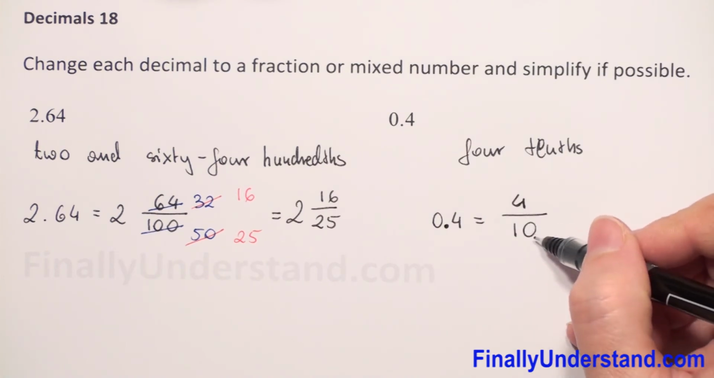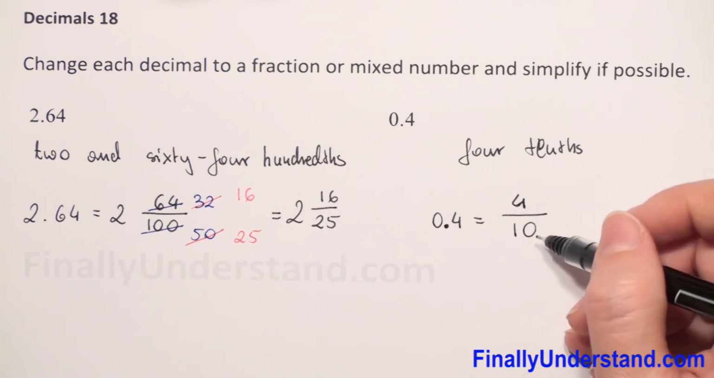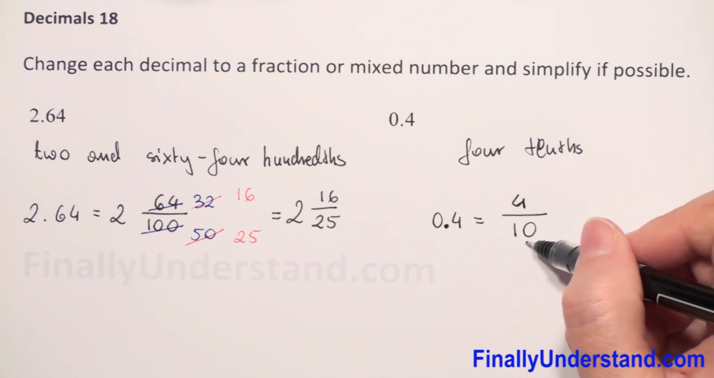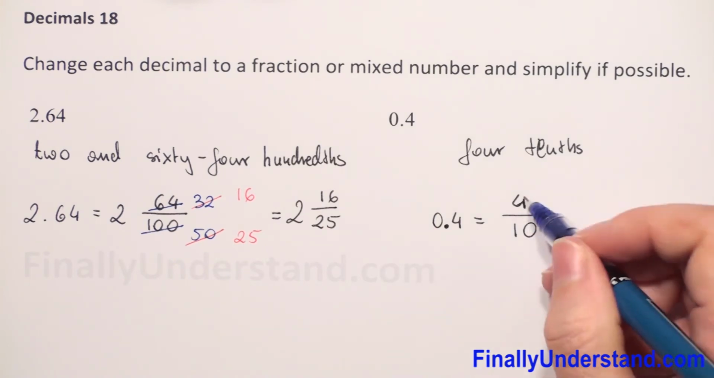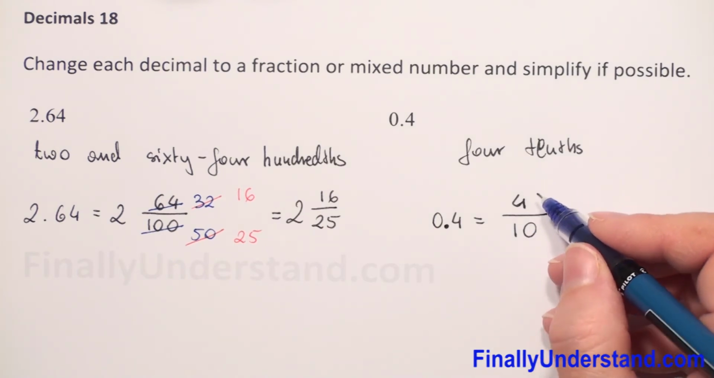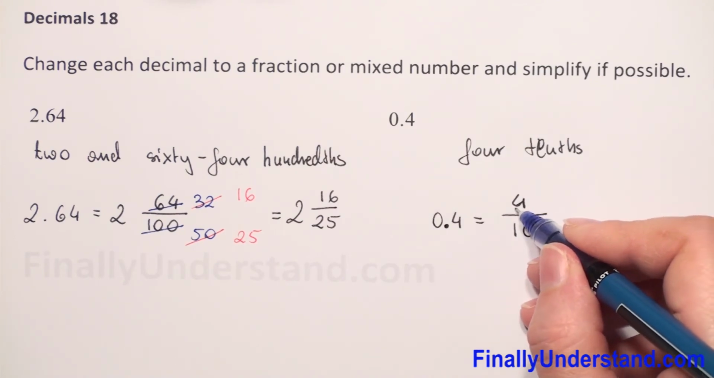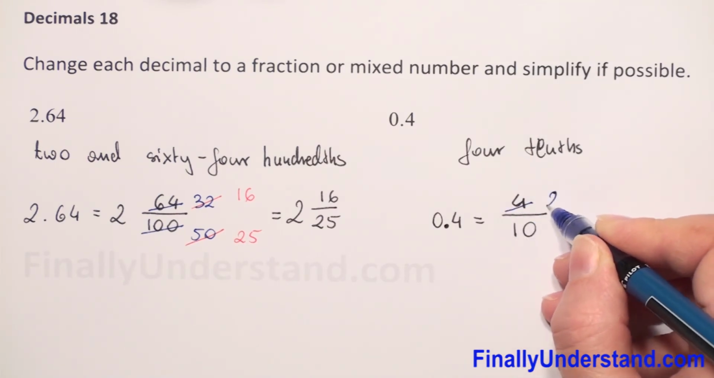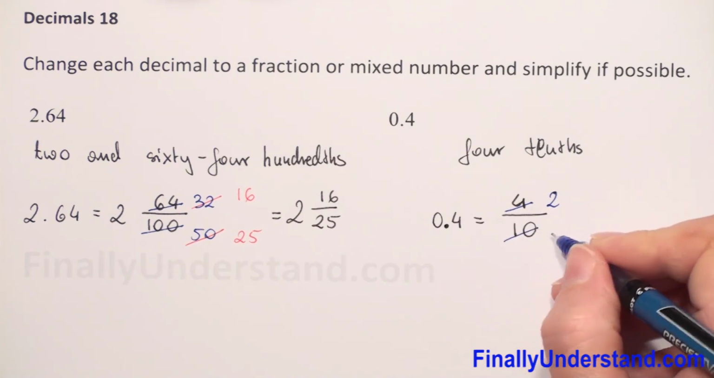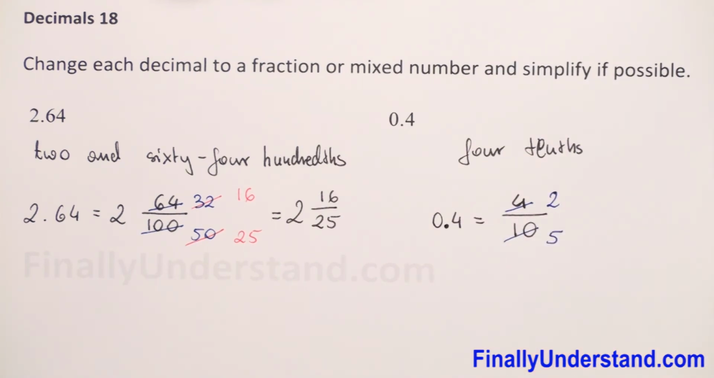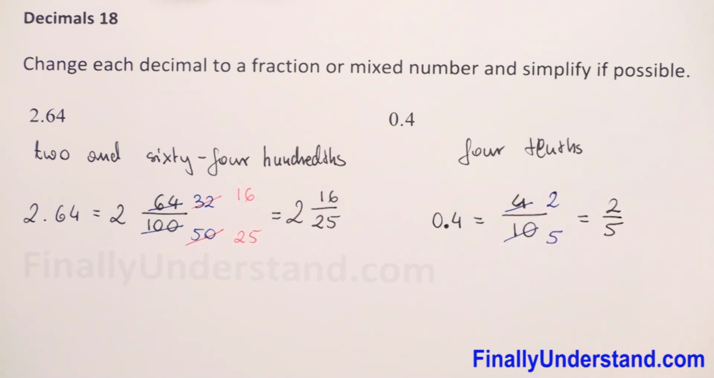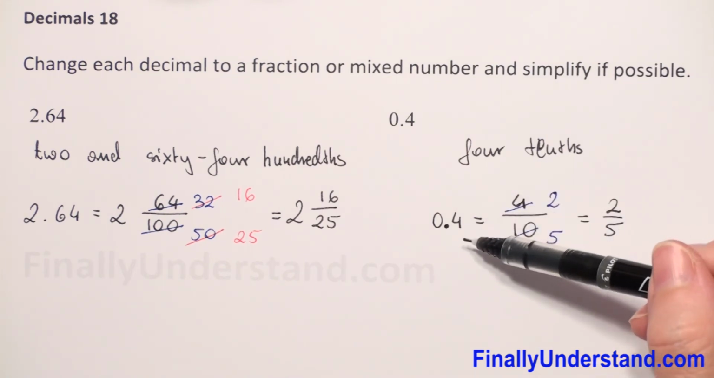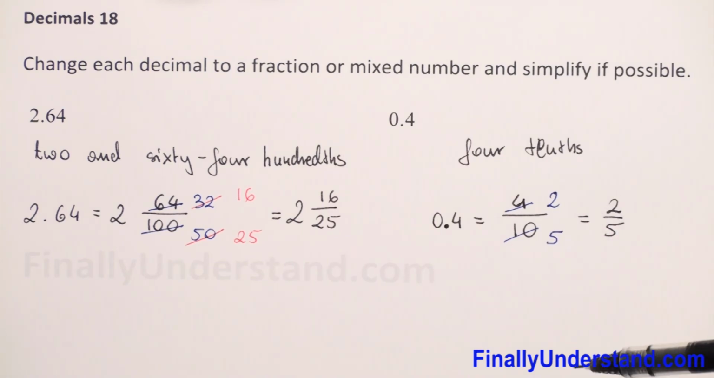We have 4 and 10. So 0 is at the end in our denominator, and we have 4. They are even numbers, so we can divide them by 2. 4 divided by 2 is 2. 10 divided by 2 is 5. So we got that this is equal to 2 over 5. We changed our decimal number to a fraction.